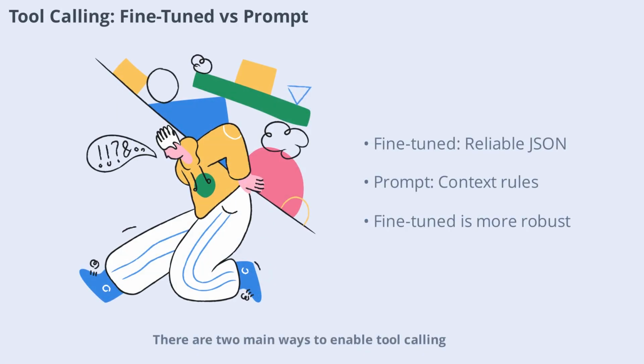There are two main ways to enable tool calling: fine-tuned weights and prompt-engineered instructions. Fine-tuned models like GPT-4o are trained to reliably emit structured JSON tags when they see tool definitions. Prompt-engineered tool use relies solely on context window rules, such as instructing the model to respond in a specific format. Fine-tuned models are more robust, while prompt-based methods are more fragile and prone to errors.